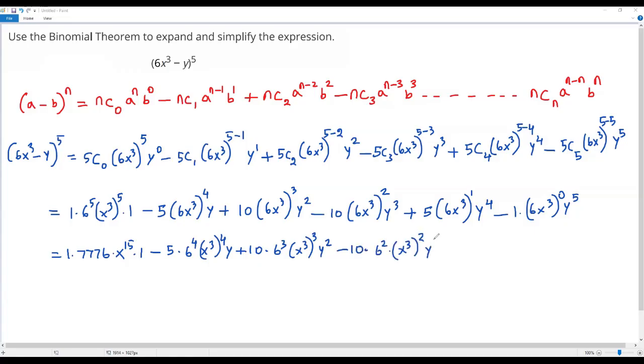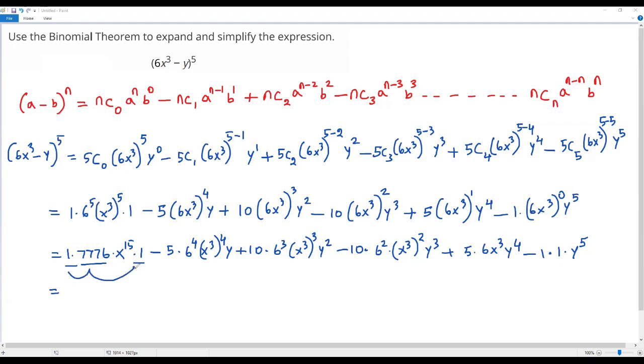the whole square, y cube positive 5 times 6x cube raised to the first power is the same, that is 5 times 6x to the third power times y to the fourth power, negative 1 times anything raised to the 0th power is equal to 1. So the value of this 6x cube raised to the 0th power is just 1 times y to the fifth power. Okay, here now we can multiply 7776 and this one.